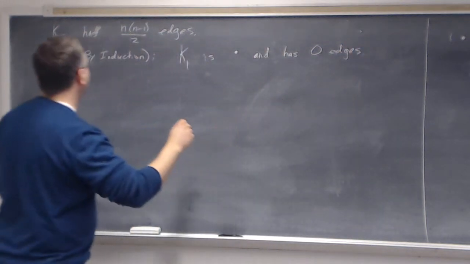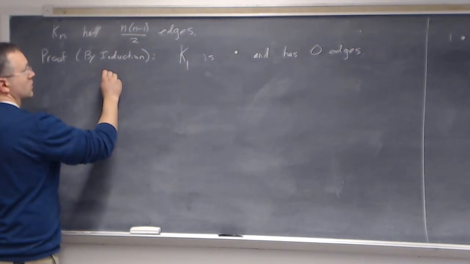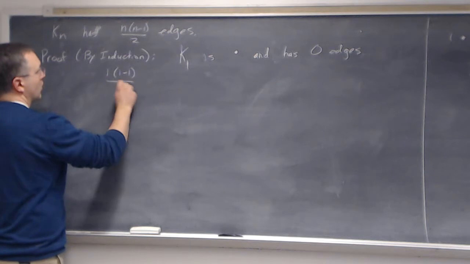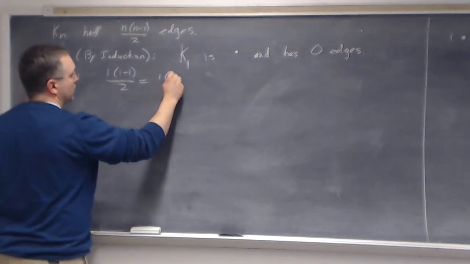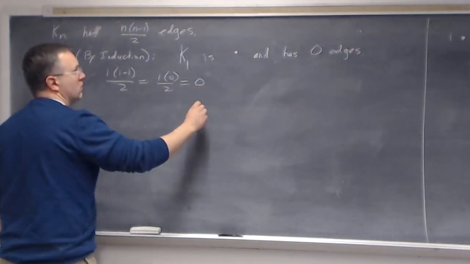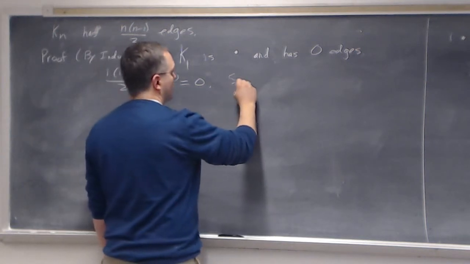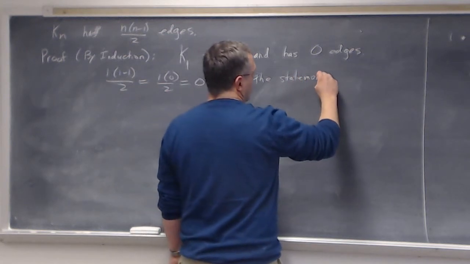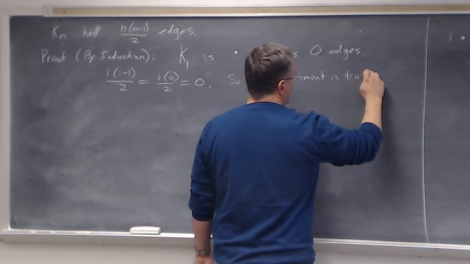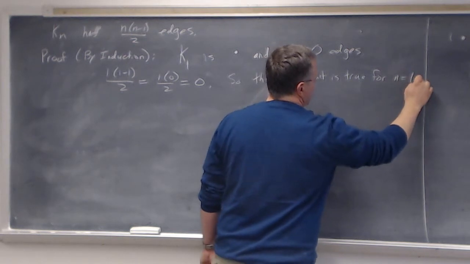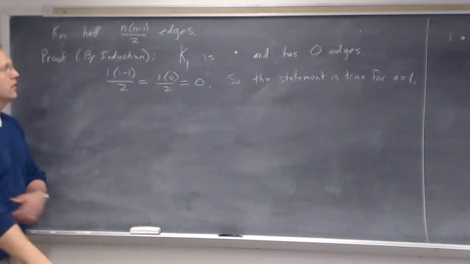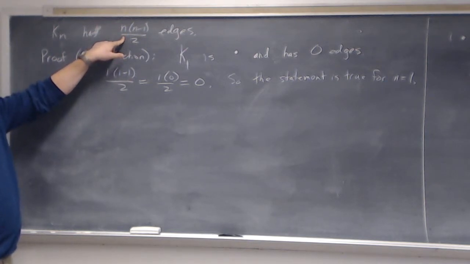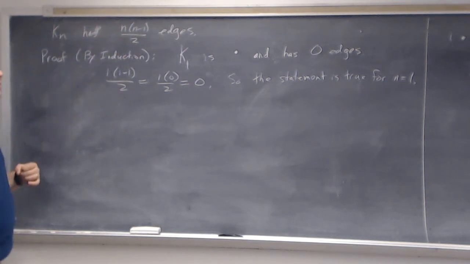Okay, and so 1 times 1 minus 1 over 2 equals 1 times 0 over 2 equals 0. So the statement is true for n equals 1. Okay, so this only works for n equals 1. When n equals 1, this is 0, and K1 does have 0 edges.